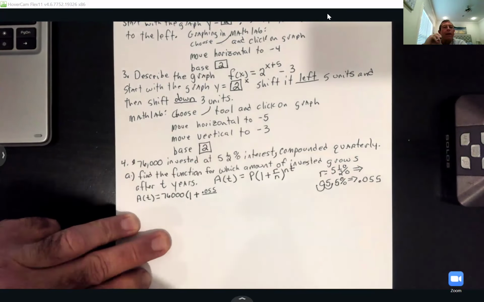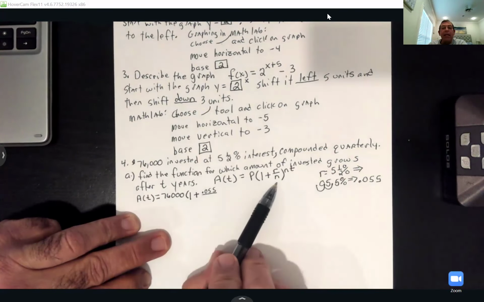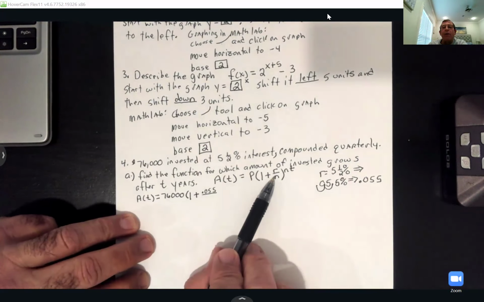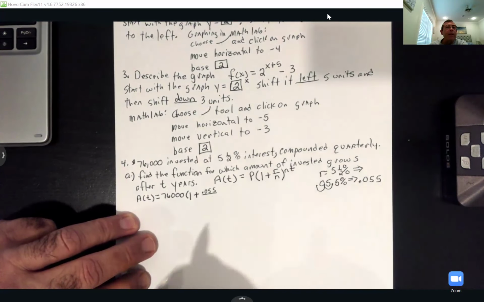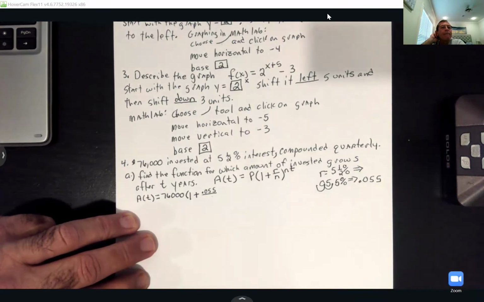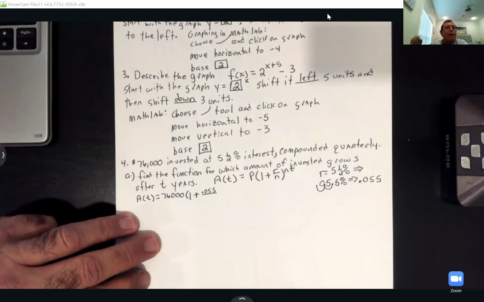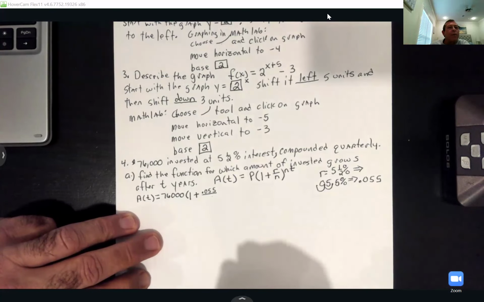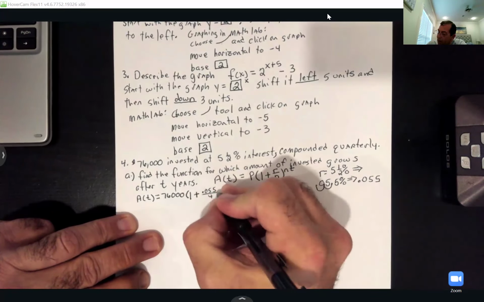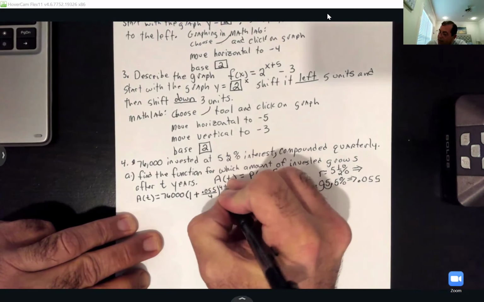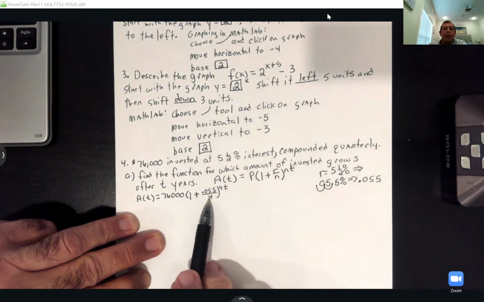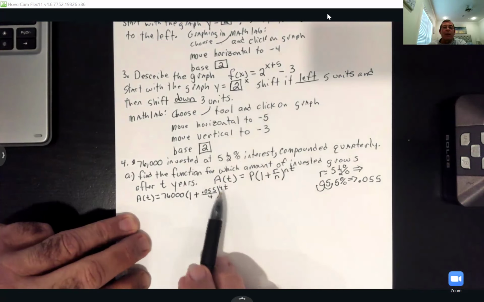So 0.055. All right, N, that's the number of compounds per year. So y'all, it said quarterly. What am I putting in for N? All right, let's see, Victoria, 4, good job. And then this will be 4 times T. So the N goes at the bottom and at the exponent.